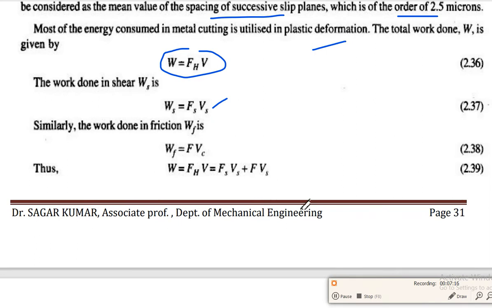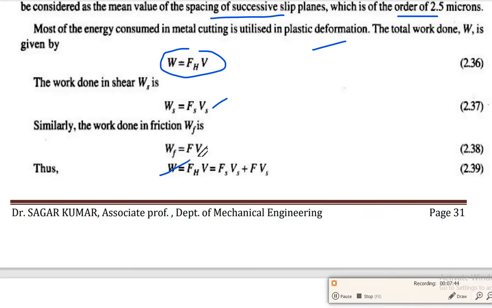Now further, we can observe from this equation that to get a better picture of the efficiency of the metal cutting operation, it is necessary to have a new parameter which does not depend on the cutting process parameters. So the specific cutting energy U is such a parameter, which can be obtained by dividing the total work done by the material removal rate.